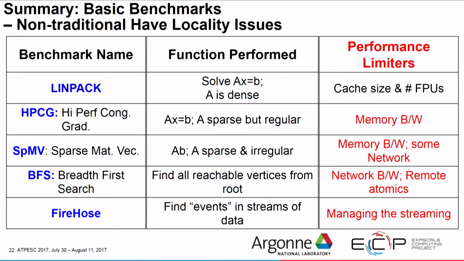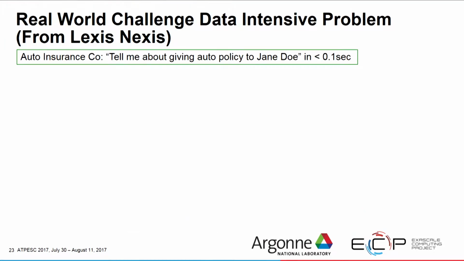Okay, so this is just the same set of benchmarks, and what I had over here are what the performance limiters are for those things. And in the four applications that are of real interest, the answer is they're all memory or network related. They're not at all related to flops or CPU architecture or anything like that. One other really interesting thing, and this is data intensive, and what I just had was benchmarks. So now I'm going to talk about a real application from LexisNexis.